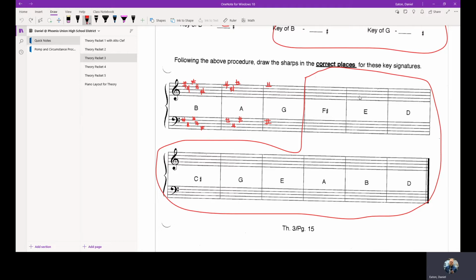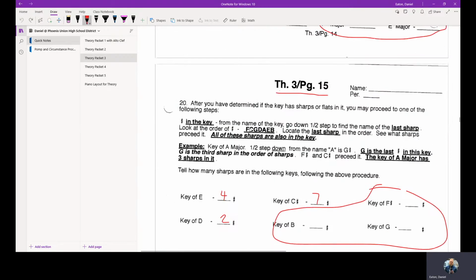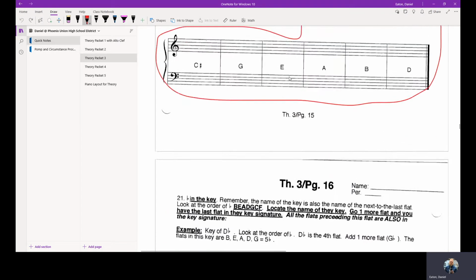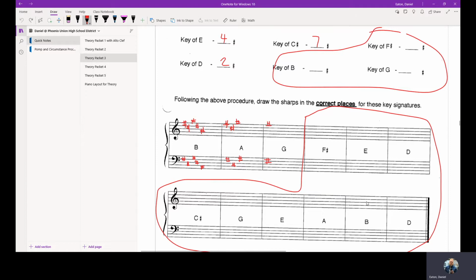E major, how do I figure that out? Well, half step down from that is D sharp. D sharp is my 4th one in my line right here, so I know that it's 4 sharps. That's the way to figure it out. And same type of process for the flats.